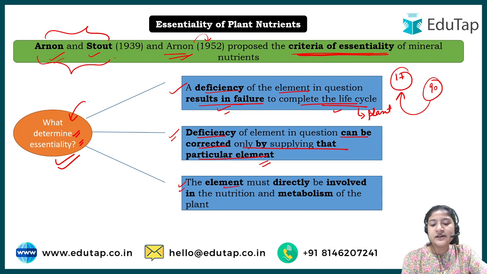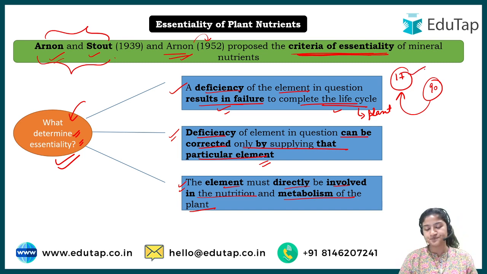Next is the element must directly be involved in the nutrition and metabolism of the plant. Okay, so this particular element that we are talking about should be directly involved in the metabolism, means in the proper growth and functioning of the plant. It should not be indirectly involved somehow. Its effect should be direct on the plant. Its deficiency should have a direct effect, its availability should have a direct effect, right? So on those bases we have classified 17 elements, right?